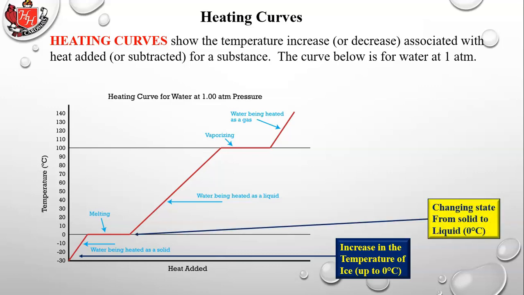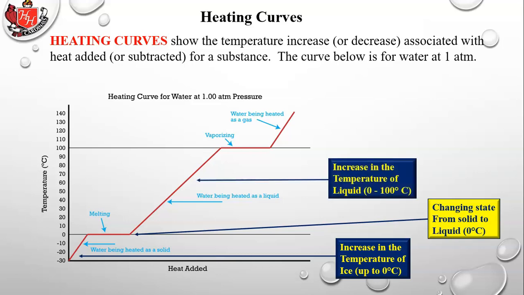Next, we see the first flat line at 0 degrees. And that is when the ice is melting. So while ice is melting, it remains at 0 degrees. It does not go up or down in temperature at that point. Once the ice is completely melted, then as you add heat, the temperature continues to go up. At that point, it's between 0 and 100 degrees. It's in the phase of liquid water.